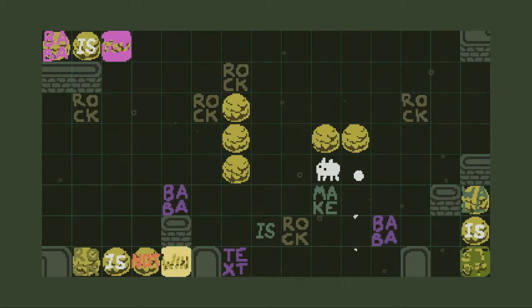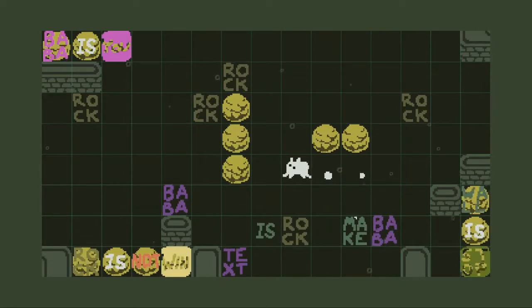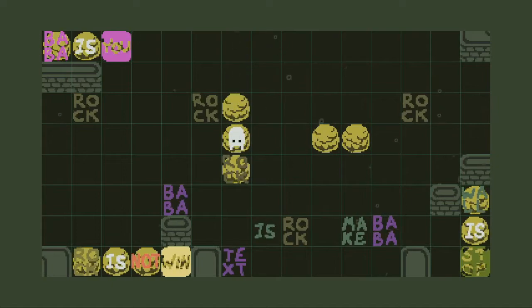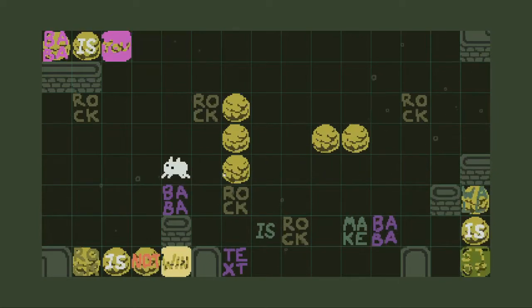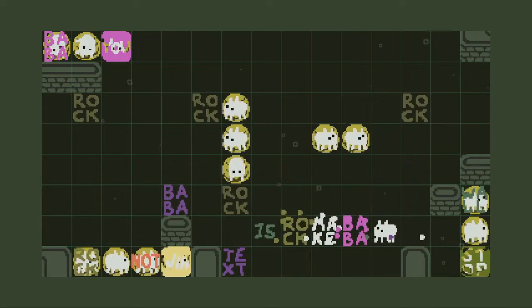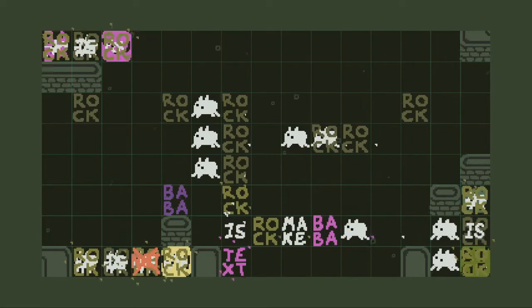So this needs to go back here, this needs to go back here, and finally this needs to go back here, or here. There we go. So now everything is the same except for just below Baba. It used to be the word rock here, and now the word Baba's here. So, rock make Baba. Rock is text.